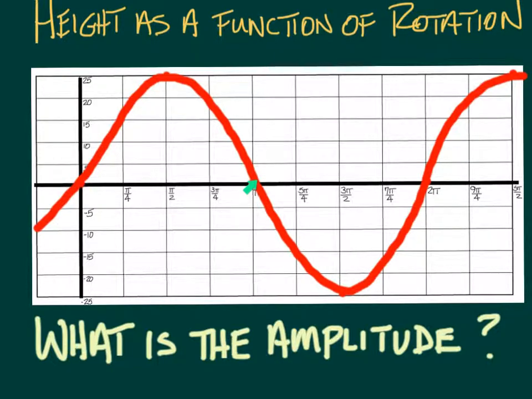So now we get into negative height. It goes down to negative 25 feet at the bottom, and then back up to the starting position. There's one full rotation from here to there. This is the 90-degree position. If you're going counterclockwise, this would be at the 90-degree position. 180, 270, 360, one whole turn. What is the amplitude of this graph?